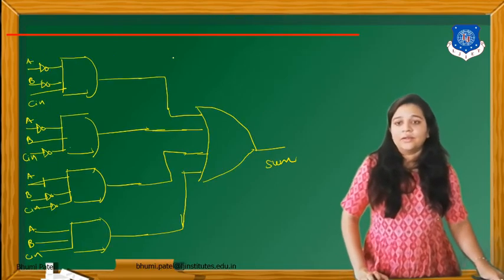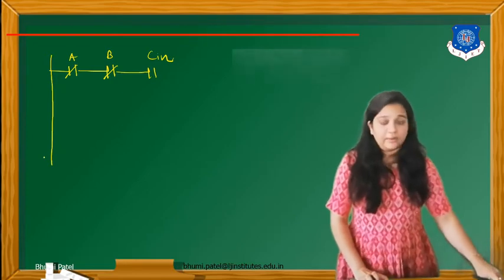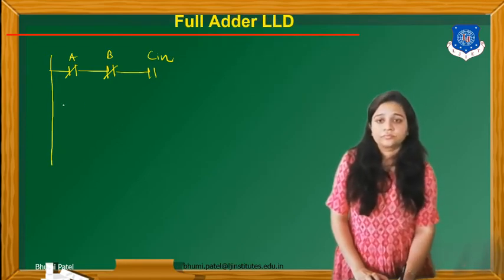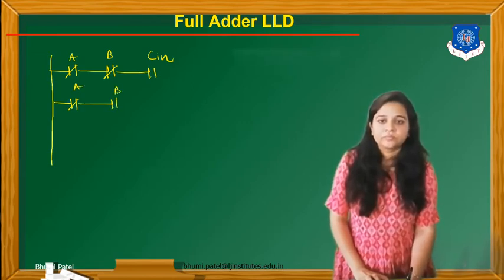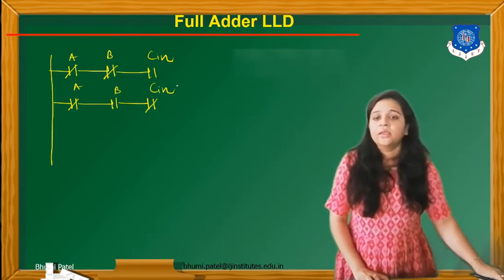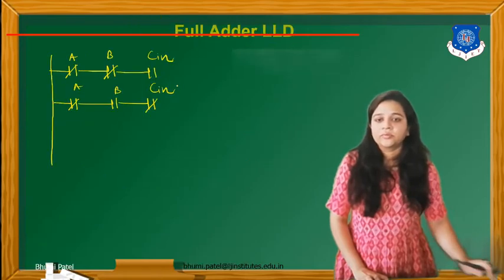What is the second condition? A bar B into C bar. So we can write here A bar, B, C in normally closed contact. The third condition is A B bar C in bar.